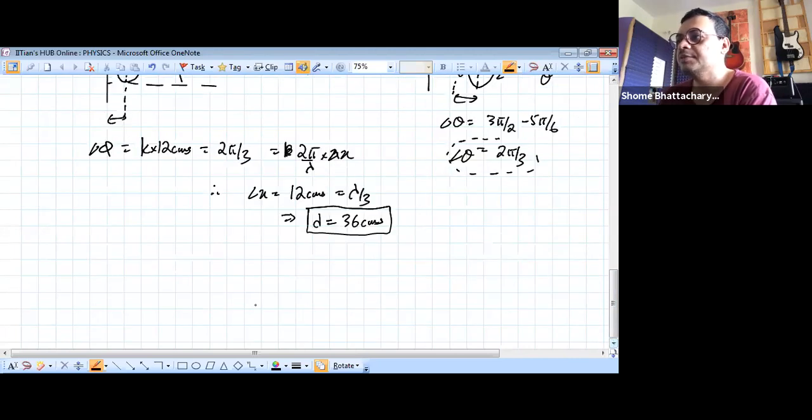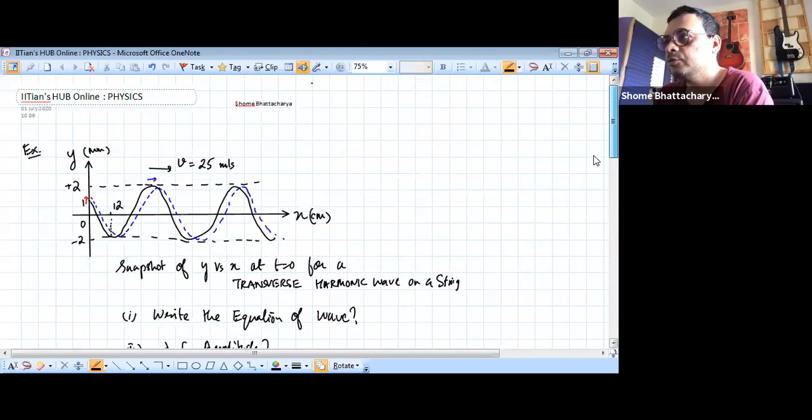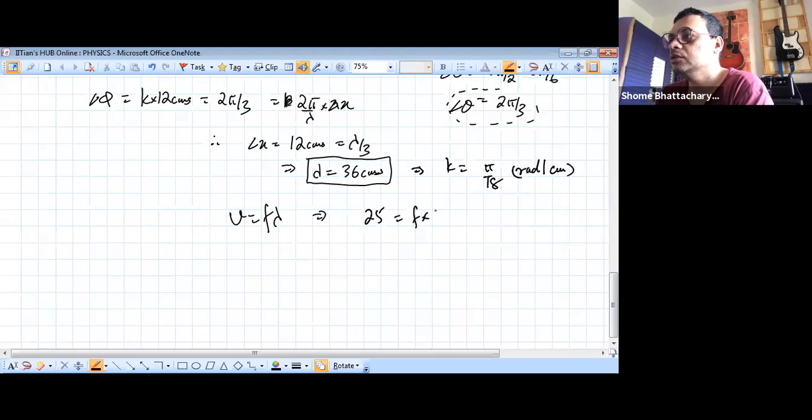Okay. So, now once you've got lambda, you also know that V is equal to F lambda. So, V I had given you as, I think, 25, was it? 25 meters per second. So, frequency aa jayega. So, yeah, this is also telling us that K is equal to pi by 18 radians per centimeter. And this 25 will become frequency into 36 into 10 raised to the power minus 2. So frequency will become 25 into 100 divided by 36. So that I can write as 625 by 9 hertz.